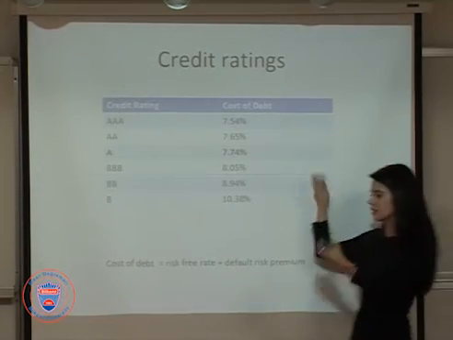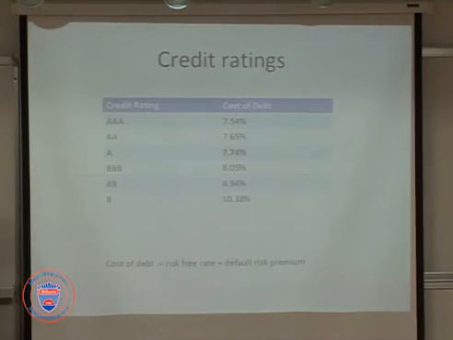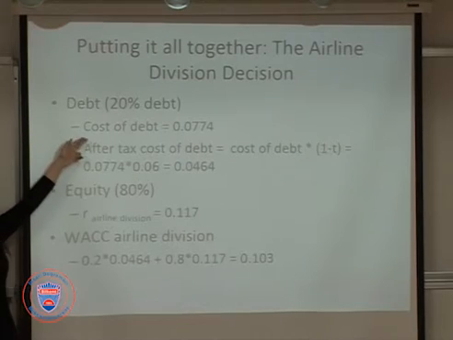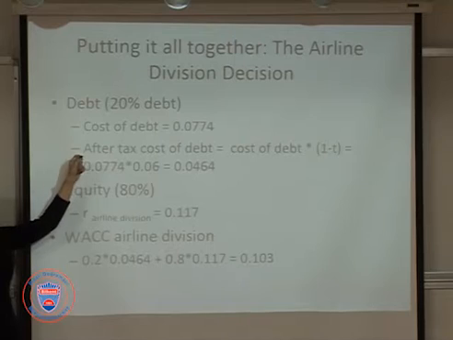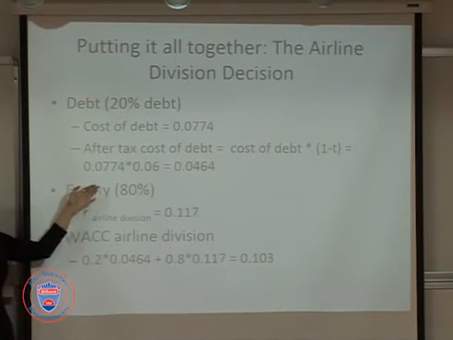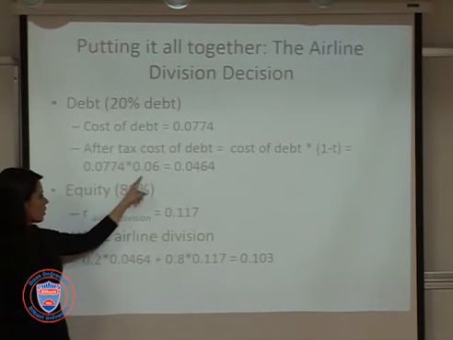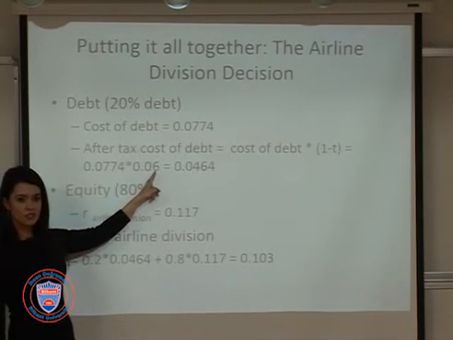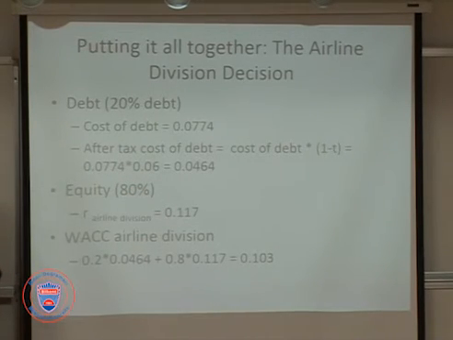And you found this after doing all that research on cost of debt. So I know cost of debt as well, right? I found cost of debt to be 7.74% for A-rated airline companies with 20% debt. So the after-tax cost of debt will be cost of debt times, oh, there's a typo here. This should be 0.6, 1 minus the tax rate. Sorry about that. So after-tax cost of debt will be 4.6%.